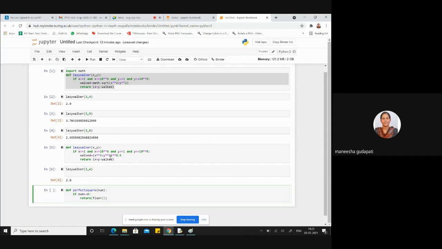Floor of, so they are asking square root. So if number in power 0.5, you will get the square root. So if you apply floor to this number, you will get a perfect square. That's it.